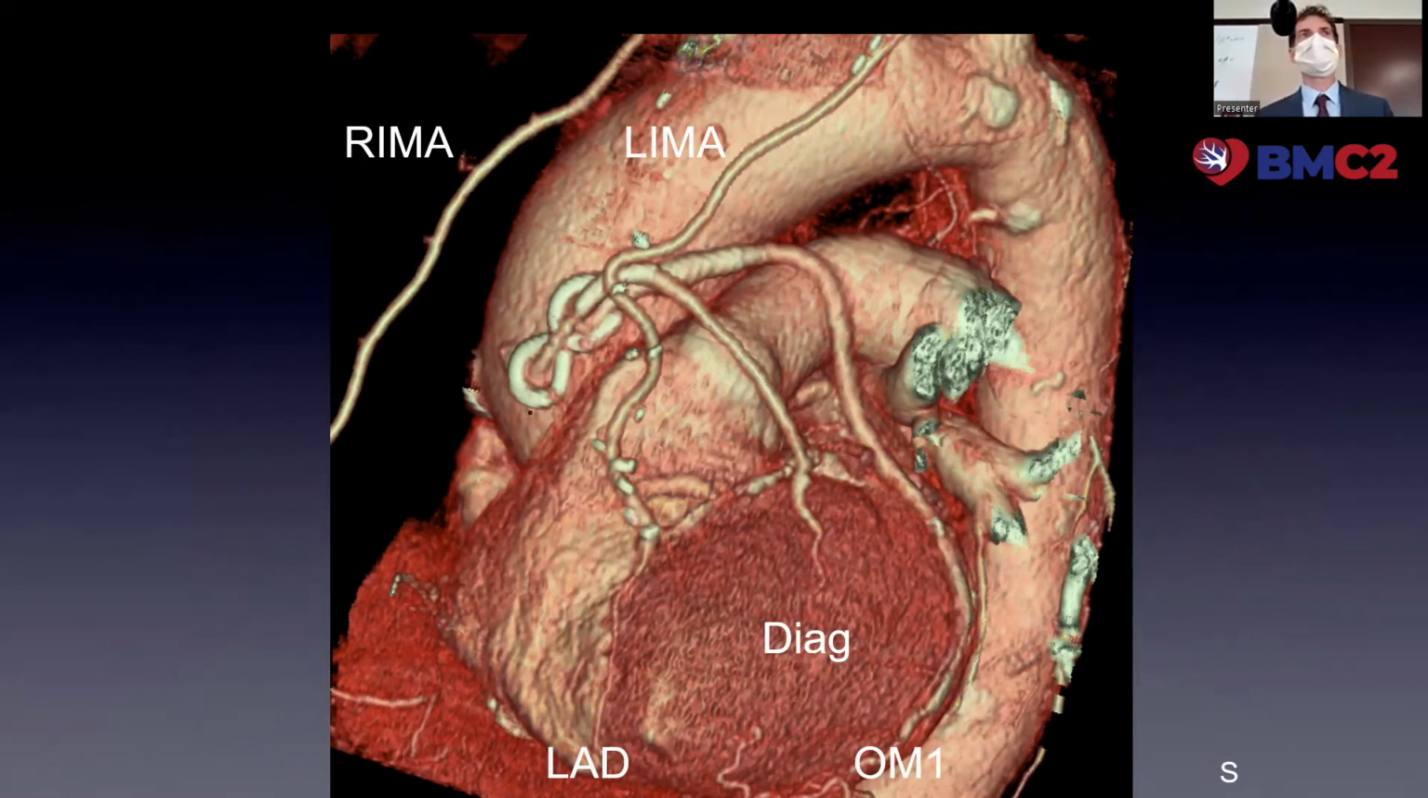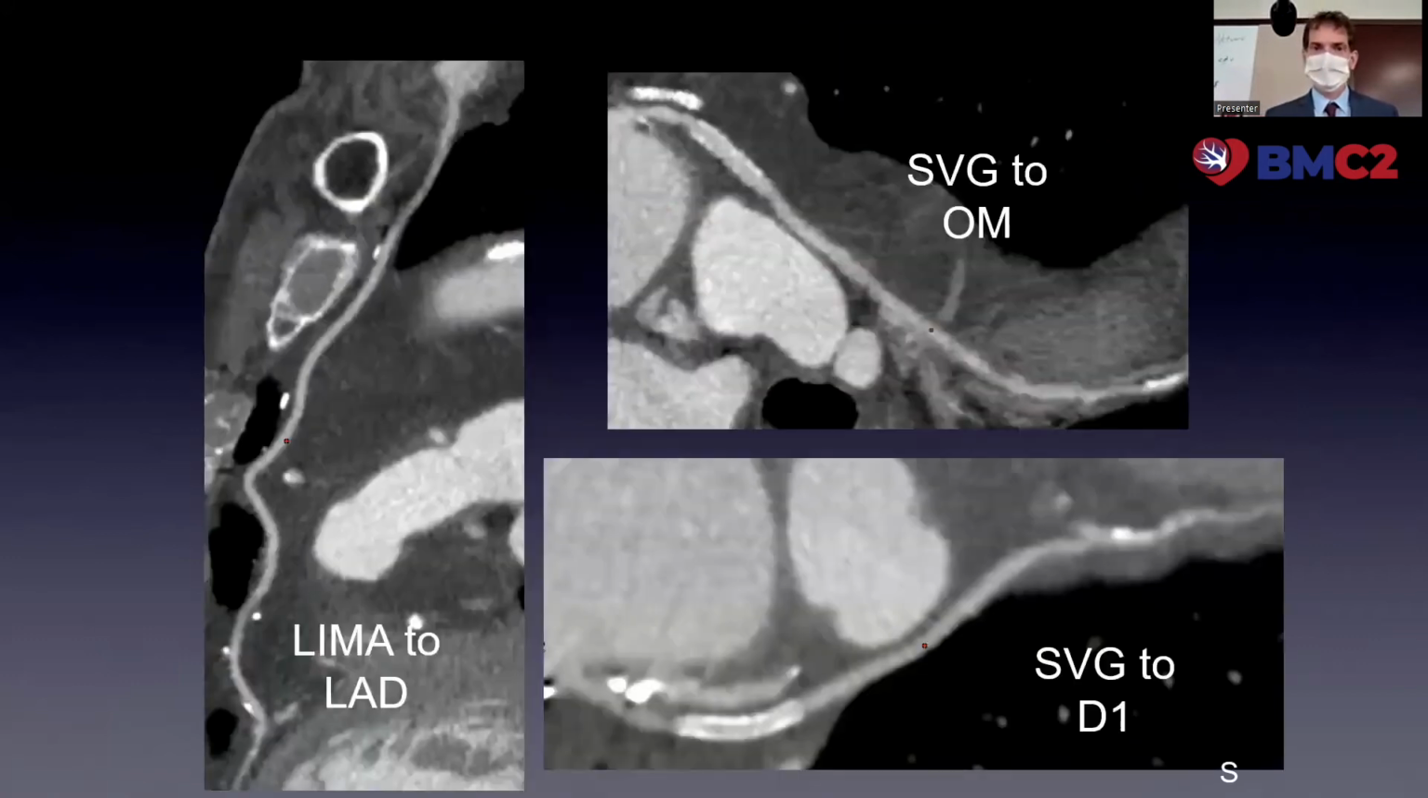So these are kind of cool images on CT that help you understand anatomic relationships. You can't use these images to diagnose whether there's tight narrowing or not, but it's just a reconstruction of the heart to give us three-dimensional visualization of how things are connected. Then we stretch it out.